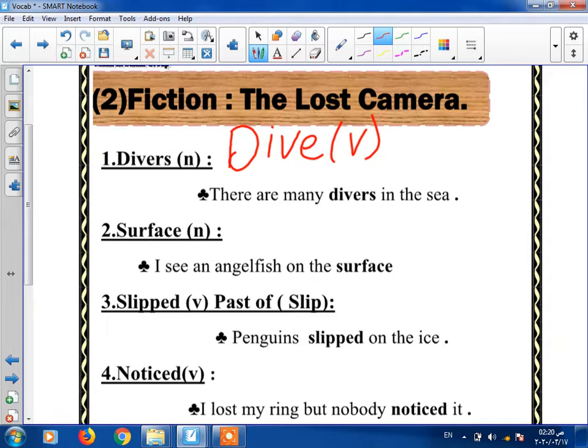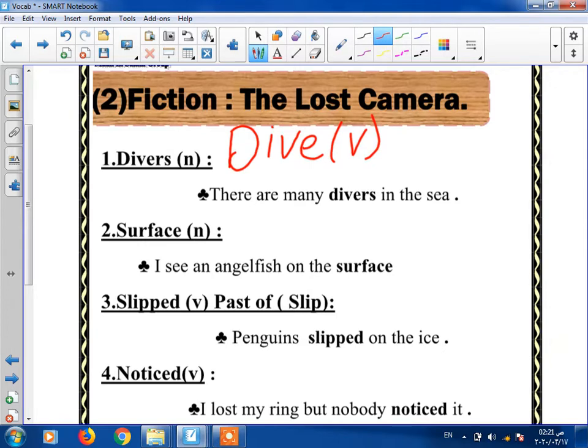Number three, slipped. Slipped is the past of slip. Now there is a lot of water on the floor, so your mother tells you, be careful, you may slip on the floor. Slip means to move and slide quickly.